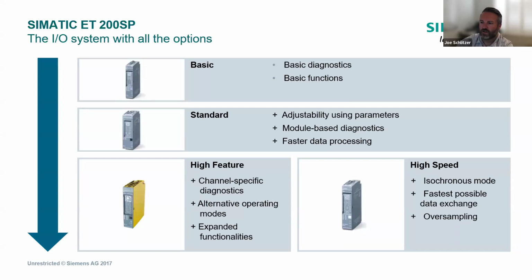There's many different flavors of I/O modules. You can see here there's basic, standard, and high feature. The differences really circle around diagnostics. So with your basic, you might get some basic diagnostic and basic functionality. And then as you move up, like high feature, you will have diagnostics per channel. You'll have different operating modes or different functionalities. And then there's also these high-speed modules like high-speed counters, oversampling, and things of that sort.